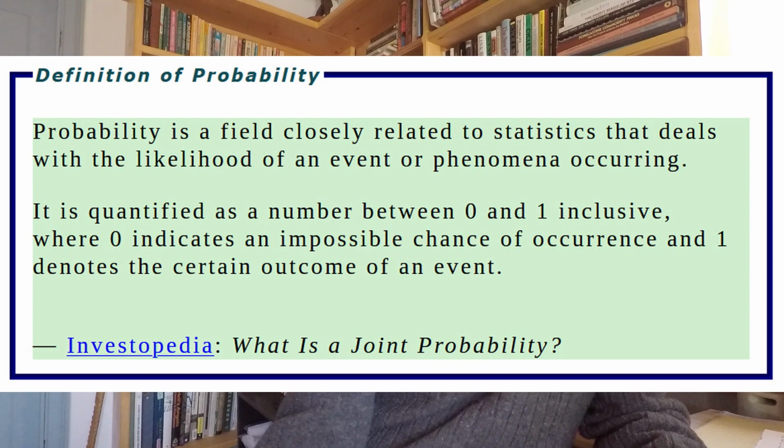And as you can read it, or if you can't read it because you're on a mobile phone, probability is a field closely related to statistics that deals with the likelihood of an event or phenomena occurring. It is quantified as a number between 0 and 1 inclusive, where 0 indicates an impossible chance of occurrence and 1 denotes the certain outcome of an event.